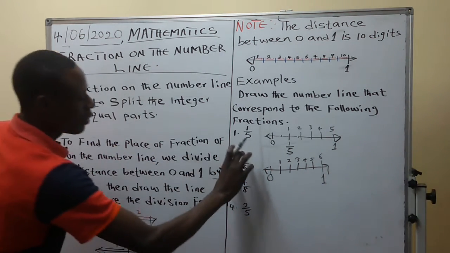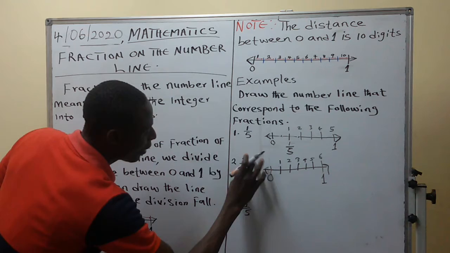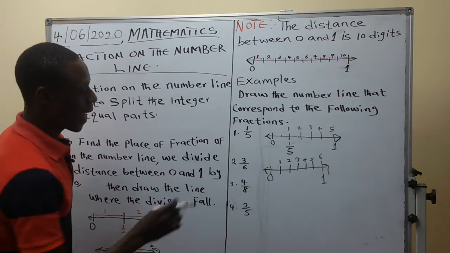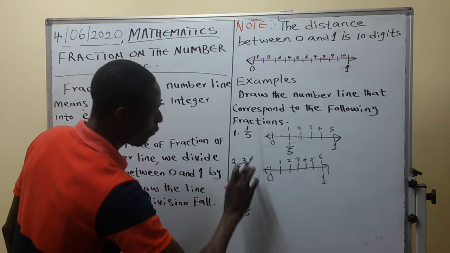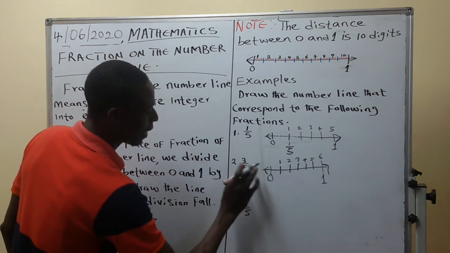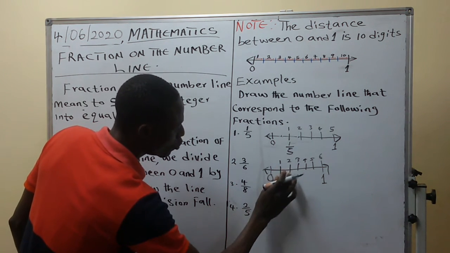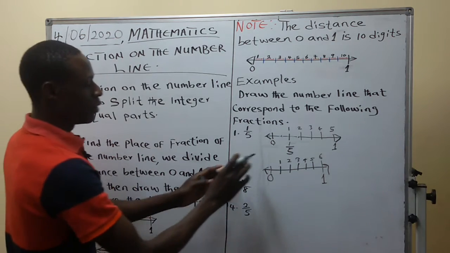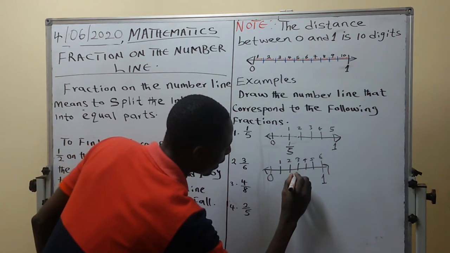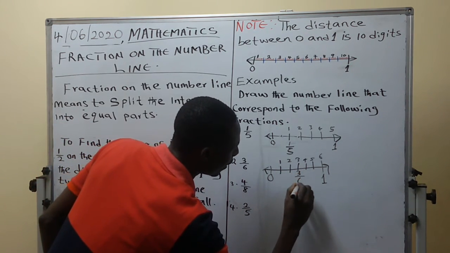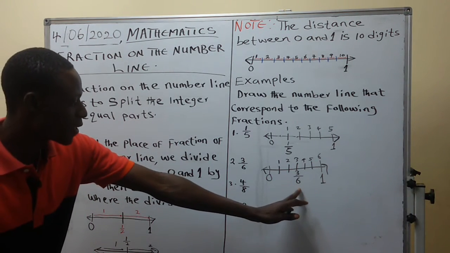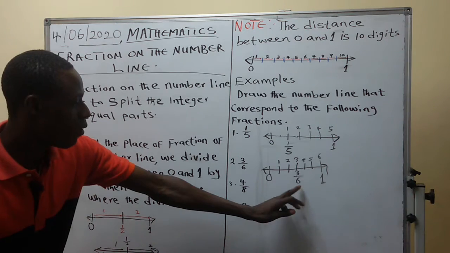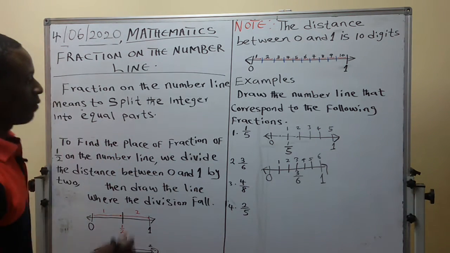Now, how can we find 3 over 6 on the number line? Let's move. You count 3. 1, 2, 3. It means 3 over 6 has to be here. We found 3 over 6 here. This is the place of 3 over 6.